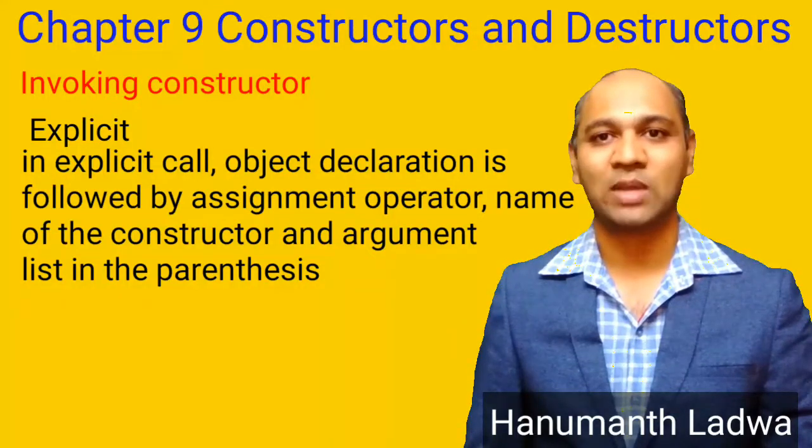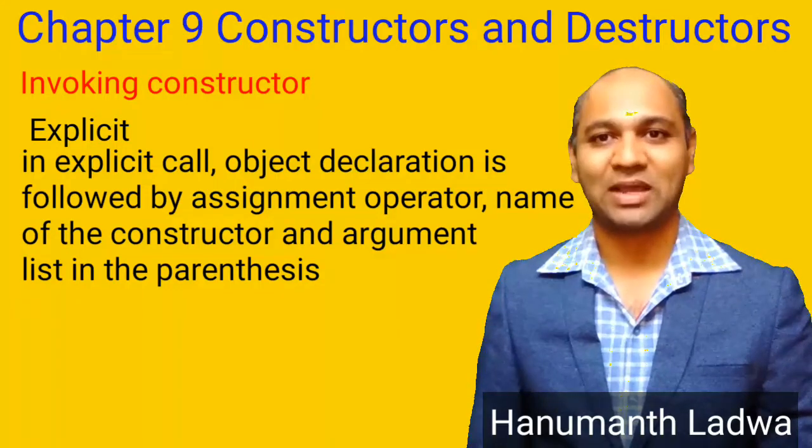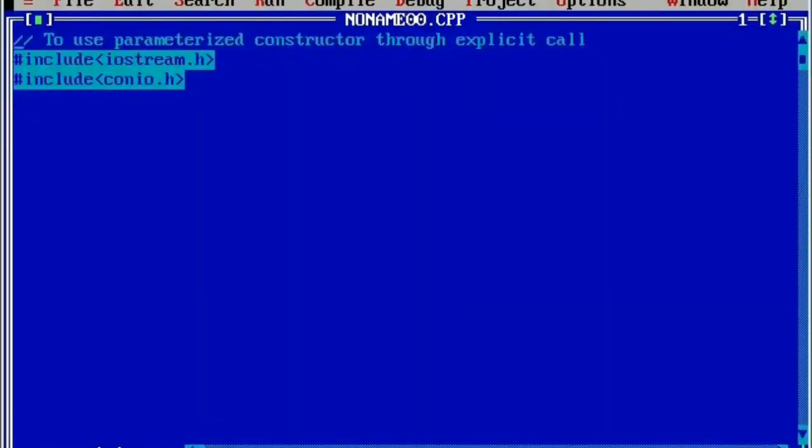Now let us take a programming example to see how exactly we can explicitly call a particular constructor. For that, I will take you to my laptop screen. Here you can clearly see that I have already written a program to use a parameterized constructor through explicit call. #include iostream.h, #include conio.h.